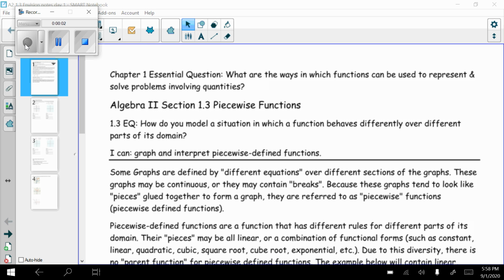Point 3 covers piecewise functions. It starts out telling you some graphs are defined by different equations over different sections of the graph. These graphs may be continuous, or they may contain breaks. Continuous means that you can draw a picture of it without ever having to lift your pencil up from the paper. A break means that you have to lift your pencil up before you can draw the next part. As these graphs tend to look like pieces glued together to form a graph, they are referred to as a piecewise function.